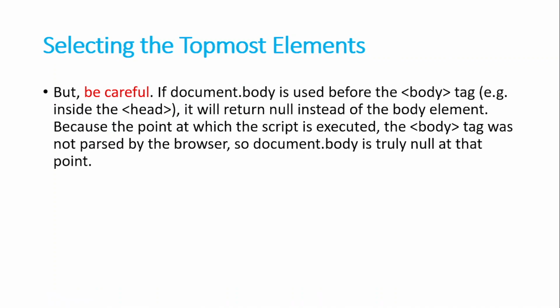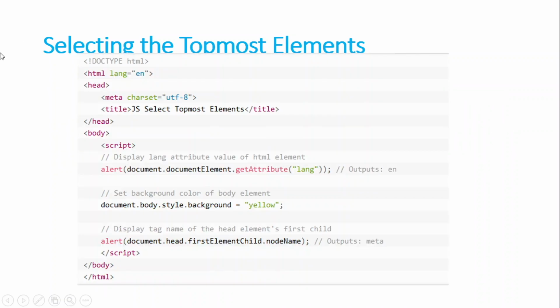But be careful, if document.body is used before the body tag, inside the head for example, it will return null instead of the body element, because at the point at which the script is executed, the body tag was not parsed by the browser. So document.body is truly null at that point. So that's why I suggest you always add the script tag at the end of the body, because at that time all the elements will be loaded or parsed by the browser, so we'll not have any issue when selecting any element. So this way you can select any element which is already parsed by the browser.